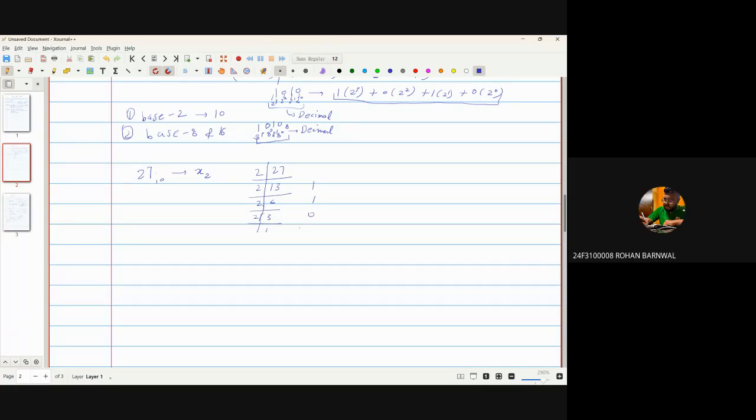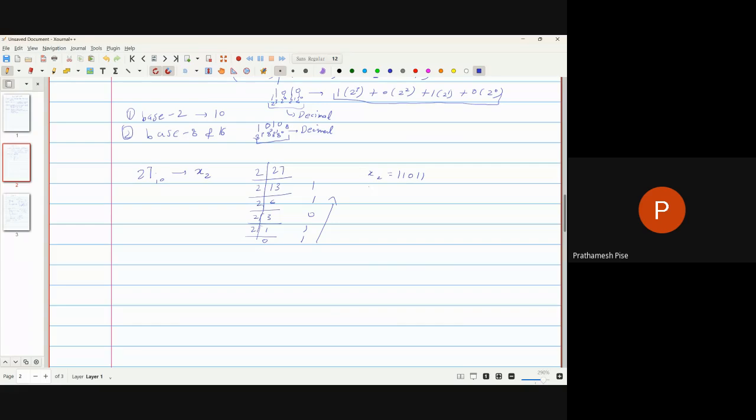Then 1 with remainder 1. And if you divide it again, it will be 0 with remainder 1. So we read in this direction. X in binary is 11011.